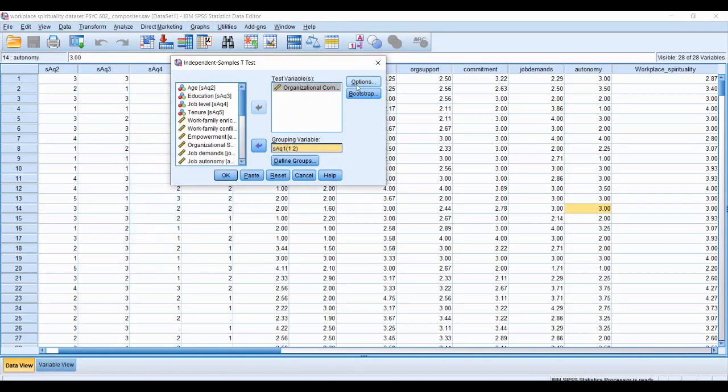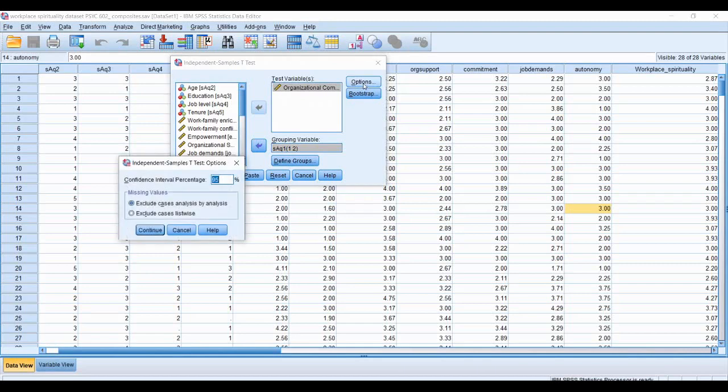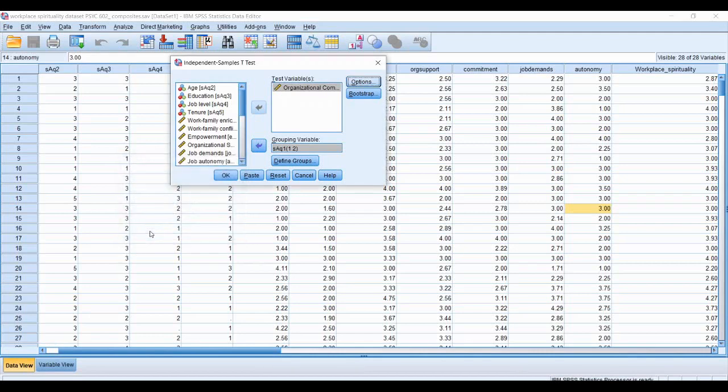The next thing for you to do is to move to Options. Under Options, make sure that the confidence interval is 95%. When you indicate that, it tells us that you have about a 5% probability that you might commit a type 1 error. Then you go to Continue. Then the next thing for you to do is to click OK.